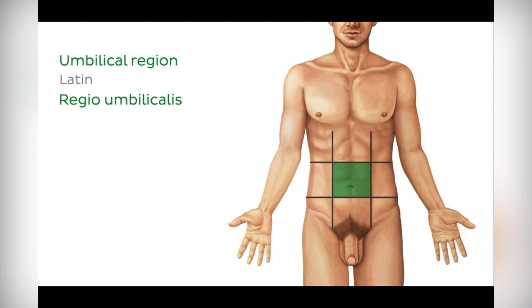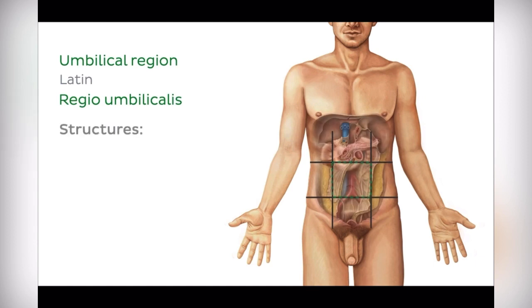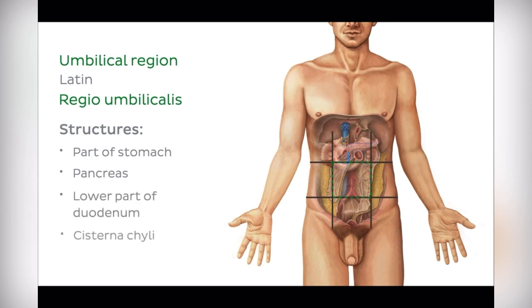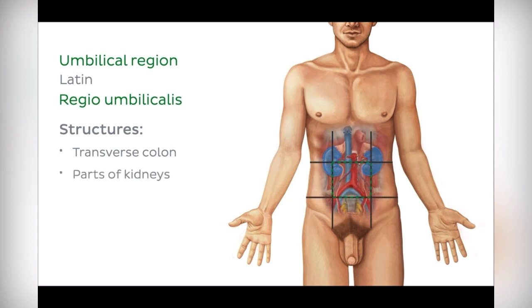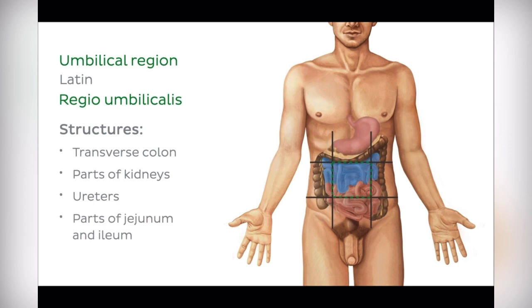This region sits just below the subcostal plane and surrounds the umbilicus, or the belly button, as it is commonly known. Structures within this region include part of the stomach, which has been removed from this image, the pancreas, the lower part of the duodenum, the cisterna chyli, a structure from the lymphatic system which is located approximately here. The transverse colon of the large intestine may also be located here, parts of the left and right kidneys, the ureters, and finally parts of the jejunum and the ileum of the small intestine.